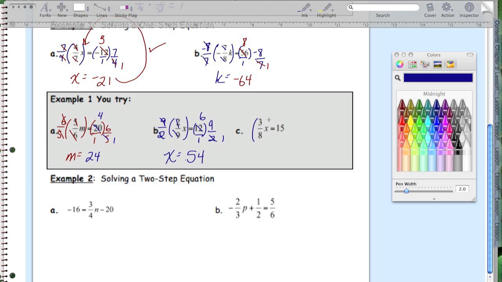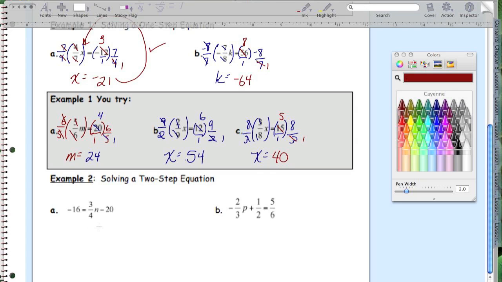Letter C, I want to get x by itself again, so I multiply by 8 over 3, which is our multiplicative inverse. Everything cancels. X comes down, and I have a little bit of simplifying I can do. 5 times 8 is 40, and I'm done. Okay? Now we have two problems left.